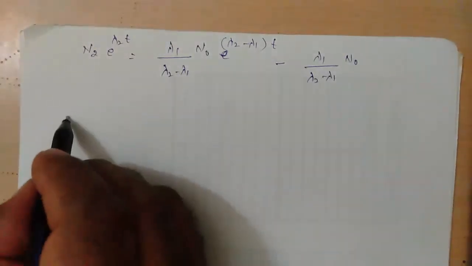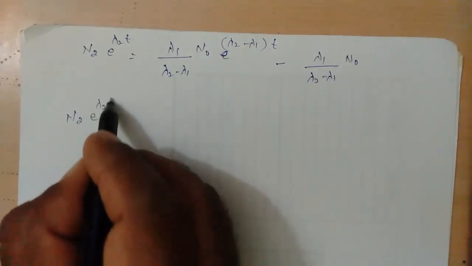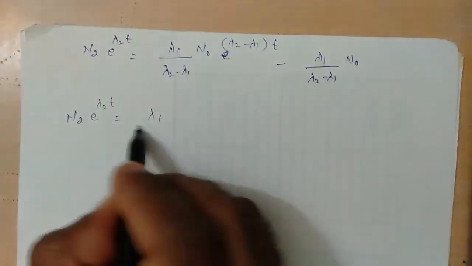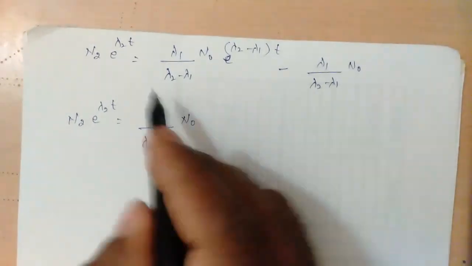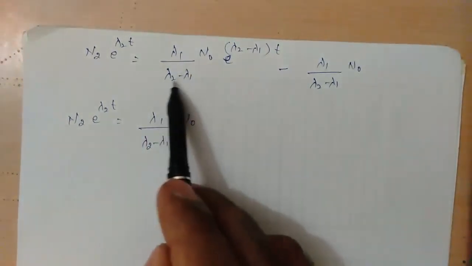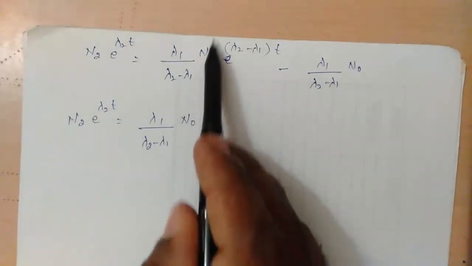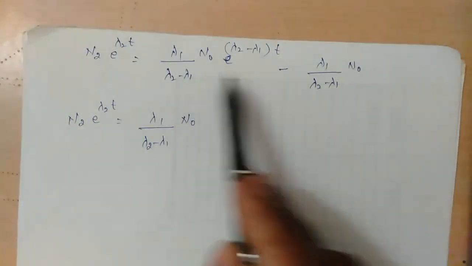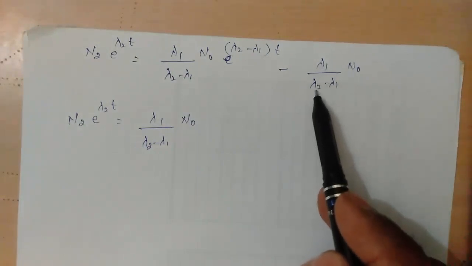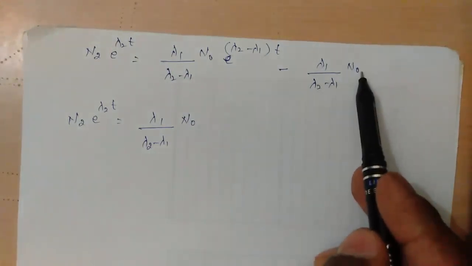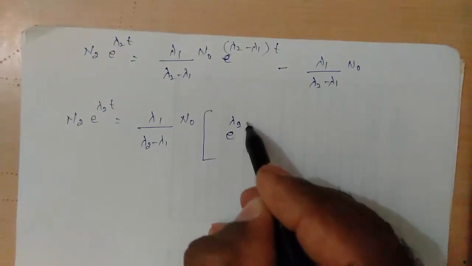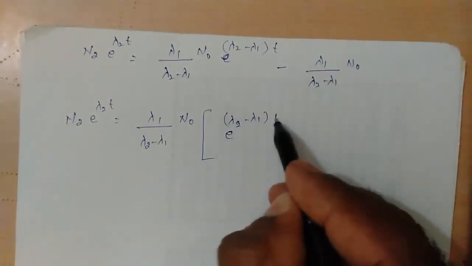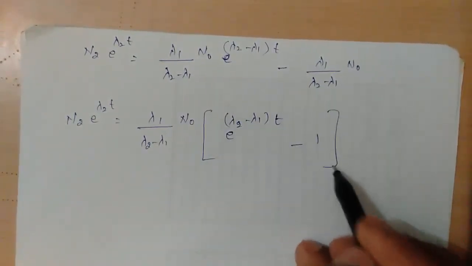So this was our previous equation. On the right hand side, take out lambda 1 divided by lambda 2 minus lambda 1 into n naught as common. We have lambda 1 divided by lambda 2 minus lambda 1 into n naught on the right hand side in the first term, minus lambda 1 divided by lambda 2 minus lambda 1 into n naught in the second term. So if I take this out as common, we are left with e to the power of lambda 2 minus lambda 1 into t, minus the remaining 1.